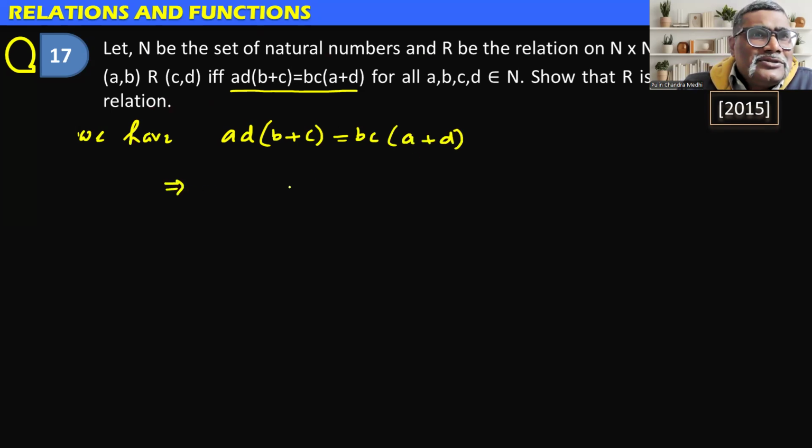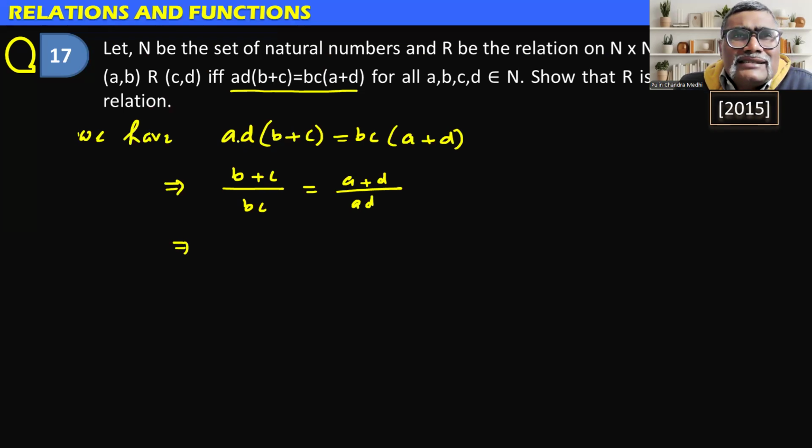So what you'll do, you do one thing. B plus C you keep this side, then BC you bring here, and then A plus D you keep here, AD you bring down. What I did, I divided, or I can say that AD I have brought down, BC I have brought down.